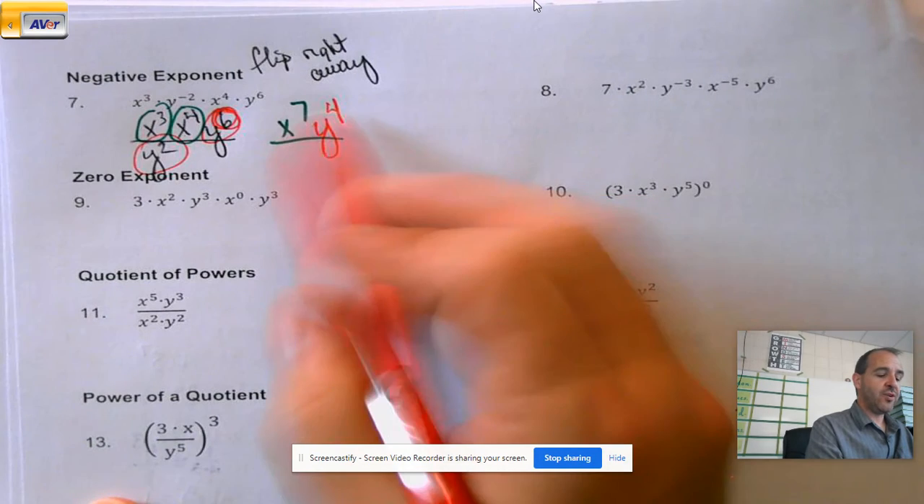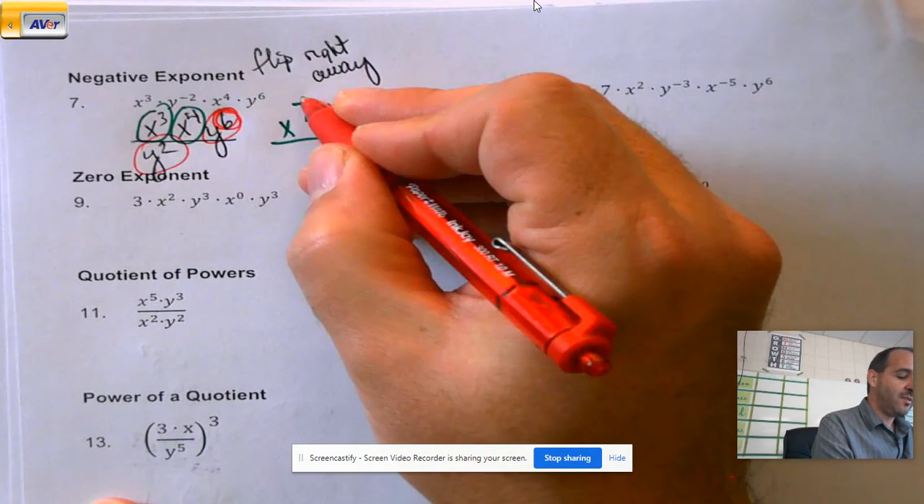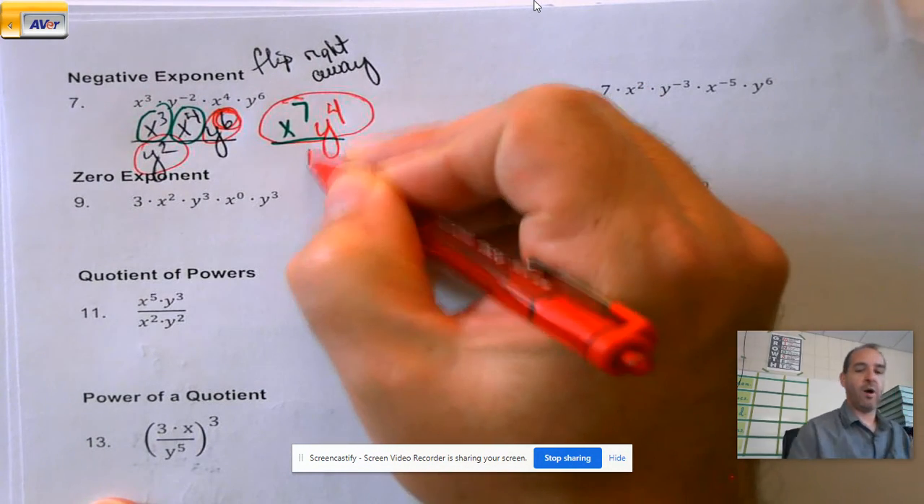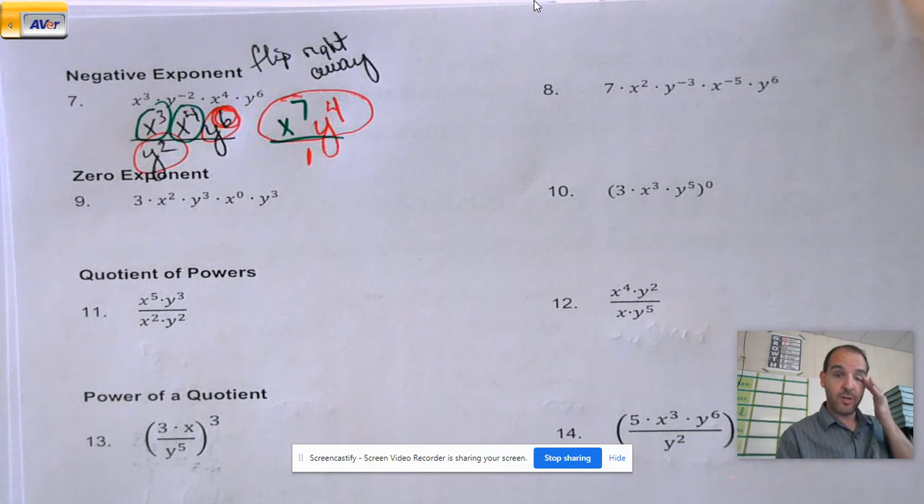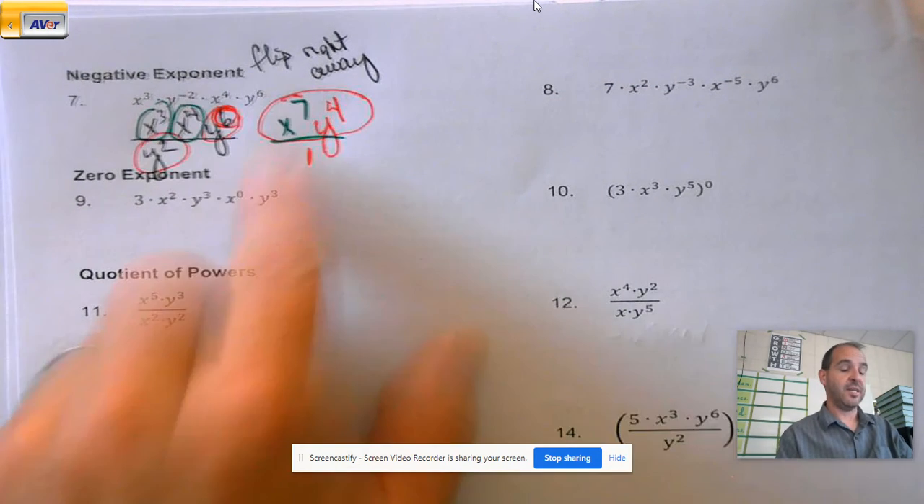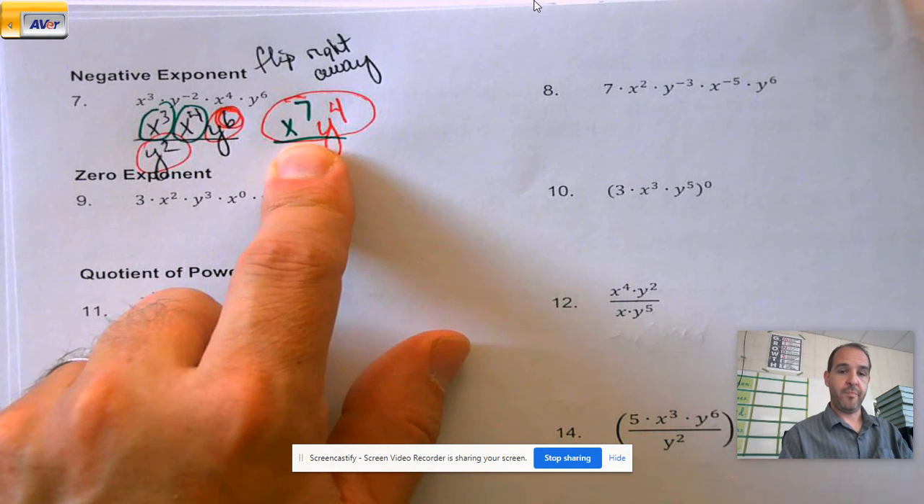If all your answers are in the numerator, you don't have to put anything in the denominator. I mean, you can put a 1. It wouldn't be a bad thing. But again, when you're doing things online, it's probably just going to have them this way.